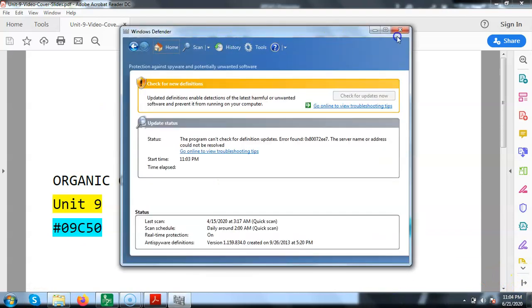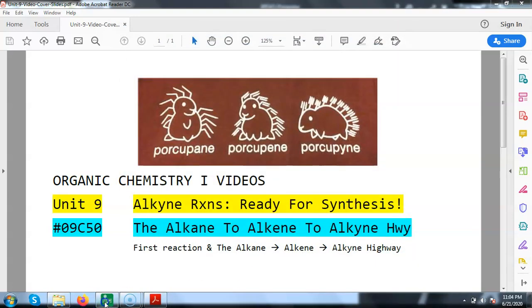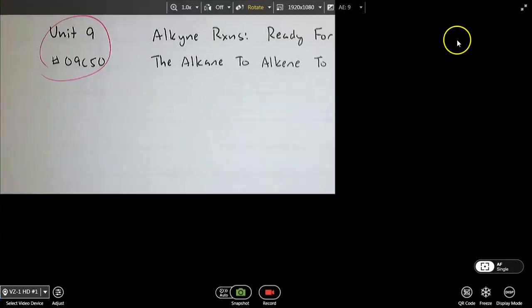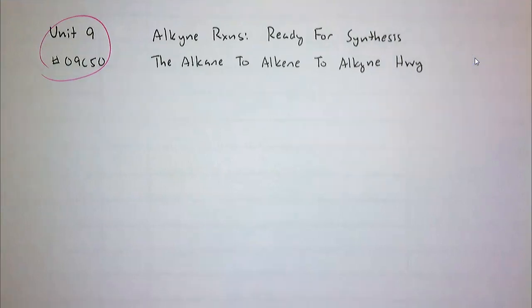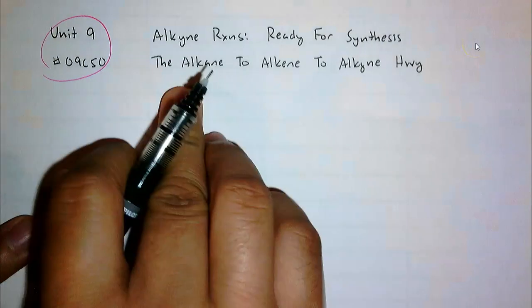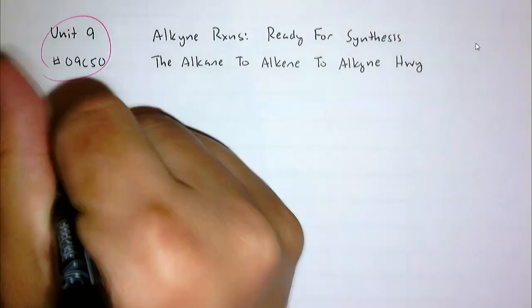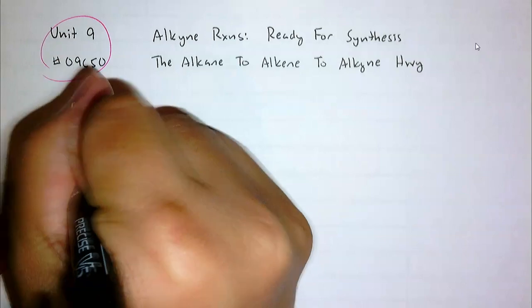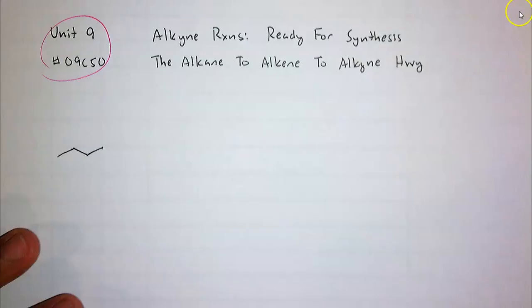So why don't we look for updates? Okay. I'm going to show you just right away. There's no need to delay. If we have an alkane, we can make that into an alkyl halide.